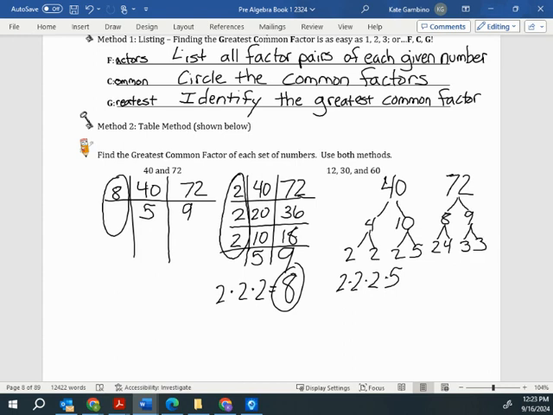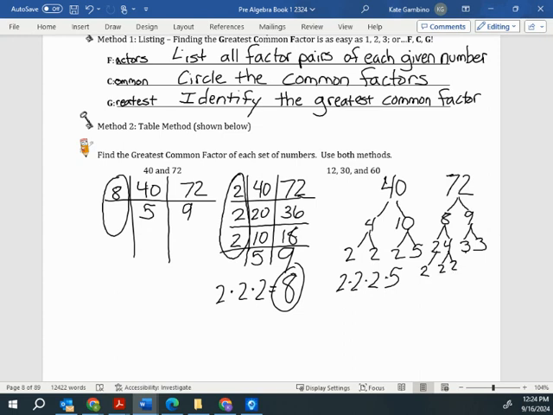Can I break my 2 up any farther? Nope. That's a prime number. Can I break the 4 up any farther? Bobby? 1 times 2. Oh, 1 times 2 is 2. What do I want to multiply my 2 by, Robbie? 2. So I'm going to do 2 times 2.